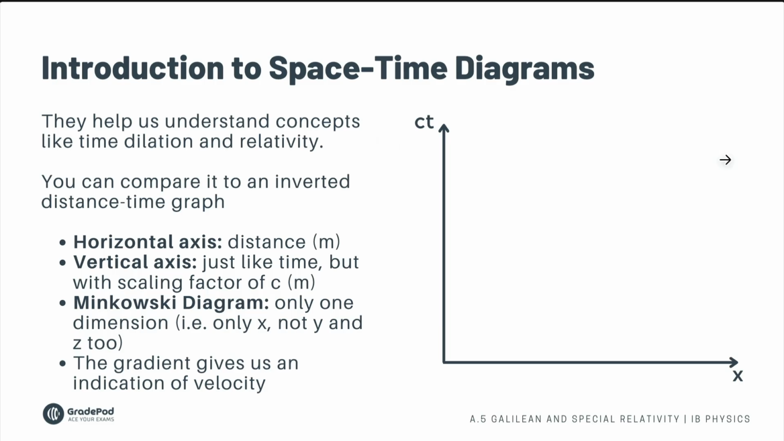So what would I like you to get out of this slide? Okay, there are 2 axes. The y-axis is ct, it has units of meters, and we can compare it to a time axis. The x-axis is distance in the x direction. It also has units of meters, and this diagram can be compared to an inverted distance-time graph.